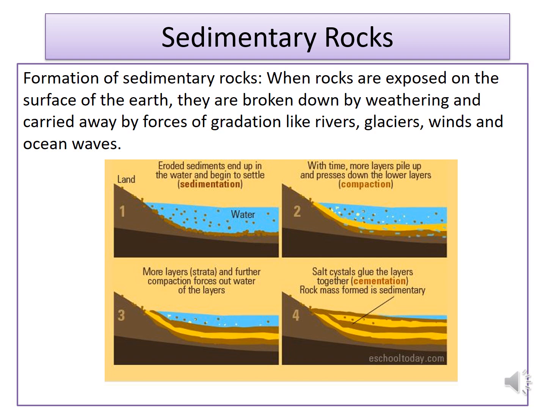First, we start with formation. When rocks are exposed on the surface of the earth, they are broken down by weathering and carried away by forces of gradation like rivers, glaciers, winds, and ocean waves. So, the sediments which are produced due to the weathering process are carried away by these agents. These sediments are then deposited. As you can see, the various sediments are getting deposited underwater. The sediments are deposited over long periods of time in seas, lakes, streams, etc.